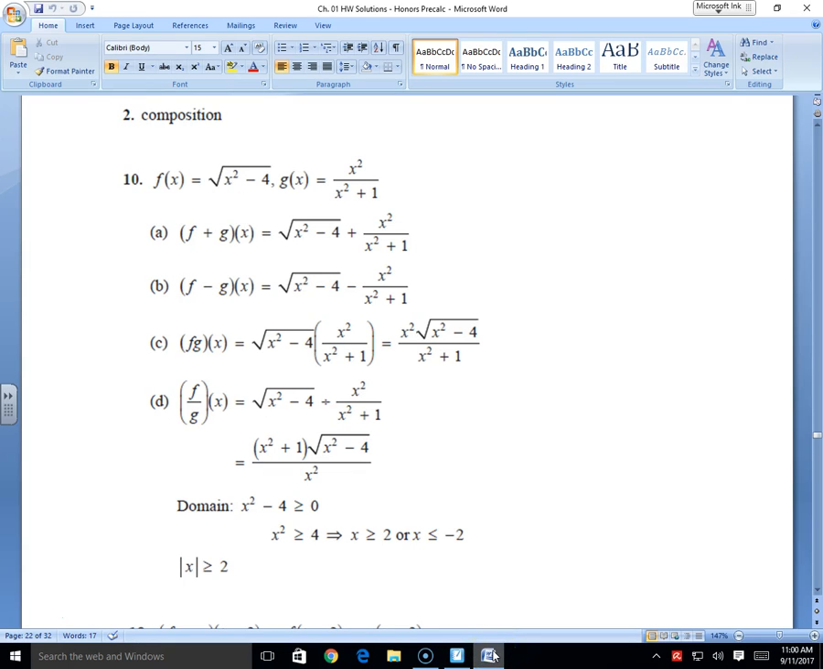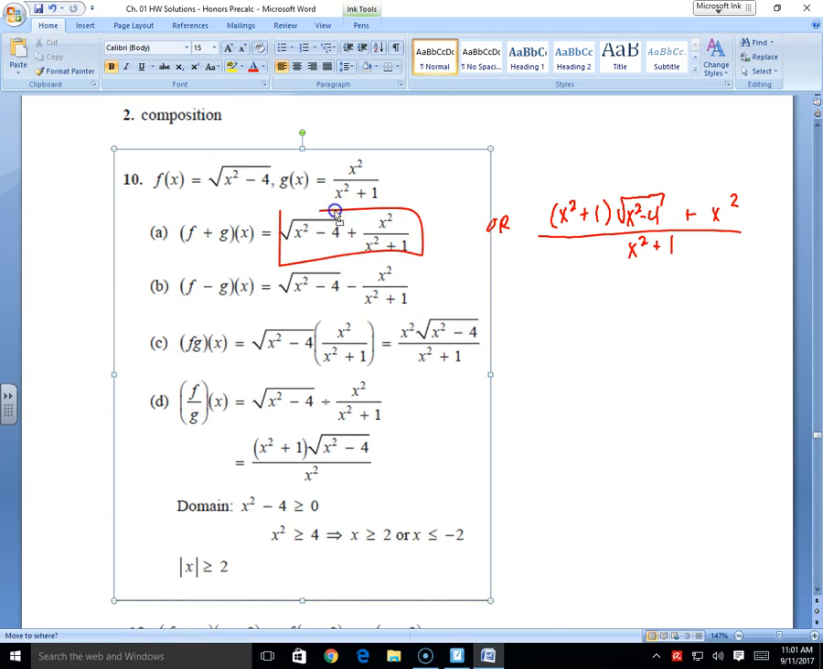All right, number 2 is the composition. Number 10. A, B, C, and D. Let me give you a second. A, was there any way to put them together? No. Not really. I guess I could have tried to get a common denominator. So let me write it, just in case some of you were being super snazzy. If you really wanted to put it together, that's pretty much the way that you would have to do it. Otherwise, you should have just stopped and said they're unlike terms. You can't put them together.